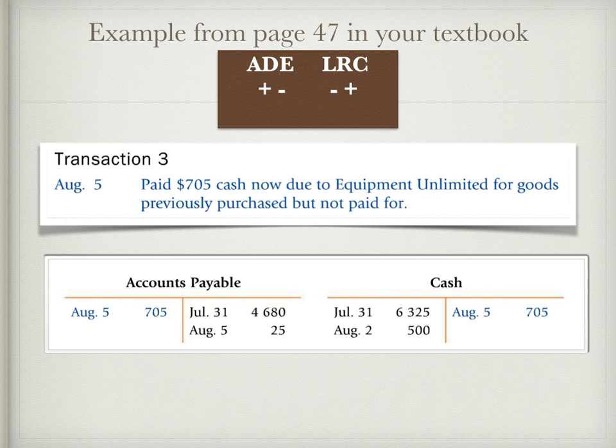So for convenience, all entries that were originally in the accounts are shown there in black, and then blue is the new transaction that's been recorded. So you can see that our debit in accounts payable is equal to our credit in cash of $705. So we have met the requirements of double entry accounting.